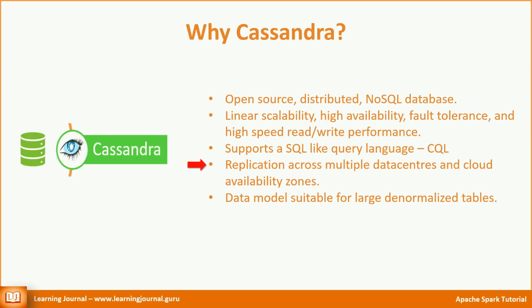Cassandra offers replication across multiple data centers and cloud availability zones. That's another powerful feature. That means you can serve your global customer requests from their nearest data center. Cassandra data model is more suitable for large, denormalized tables that we design to support a group of known queries.